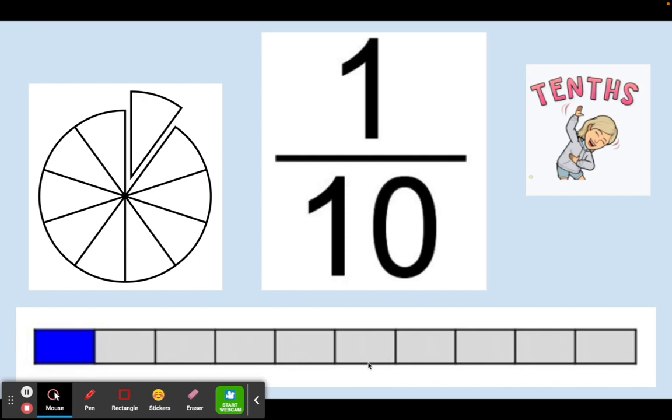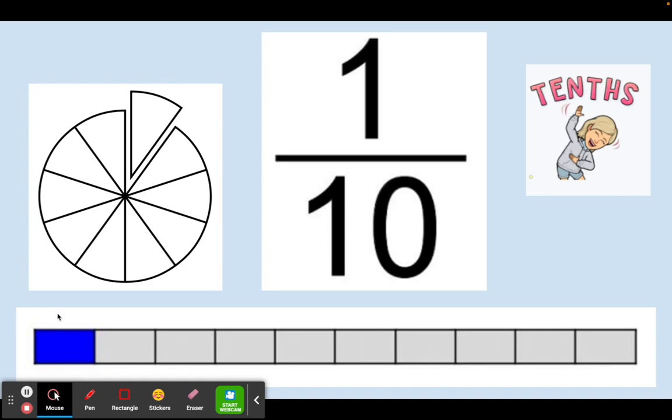And the last one we're going to look at today is 1/10. Remember, the denominator tells us there must be 10 parts. Let's check. 1, 2, 3, 4, 5, 6, 7, 8, 9, 10. Here is 1/10 of our whole circle.